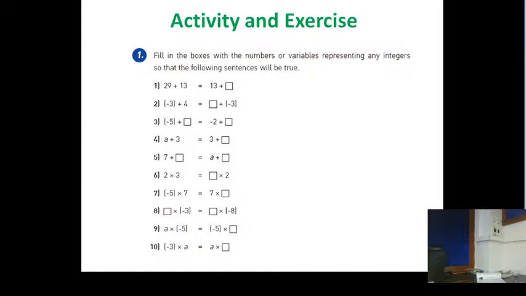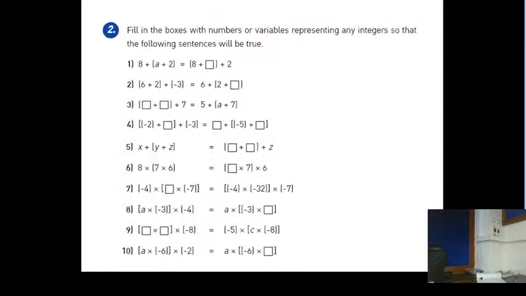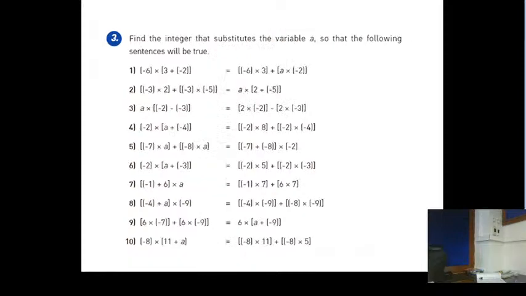Here 4 and here minus 2. This side minus 5. Right? Here what will we have? A. Right? This is the commutative property. Okay, let's come to this one. Question number 3. Here and here. 5 and A. Okay, other question. Let's check number 9. What will we put here? Minus 5 and C. Right? This is the commutative property.